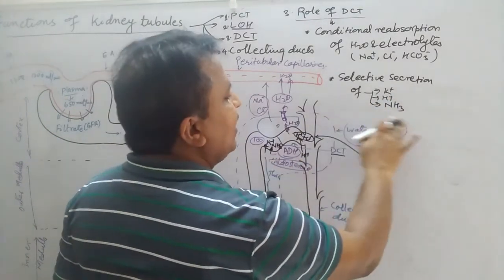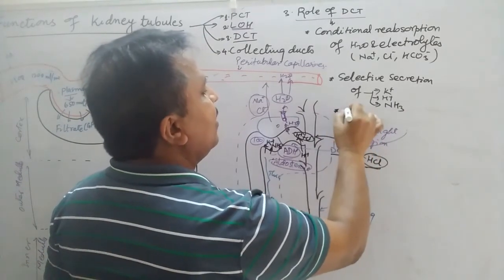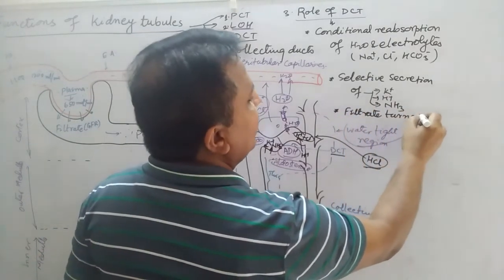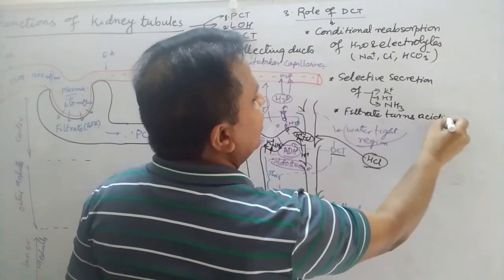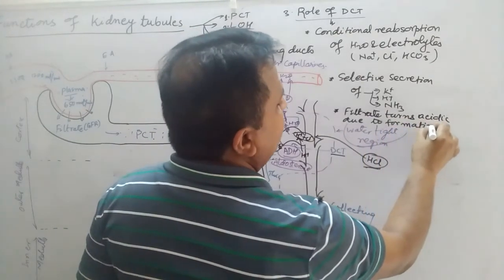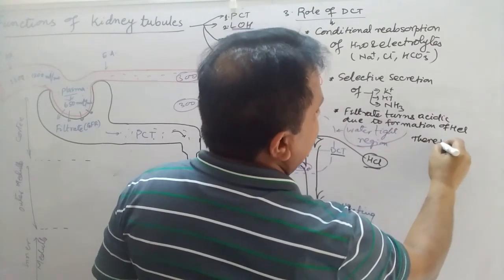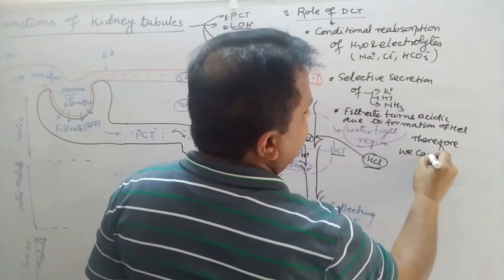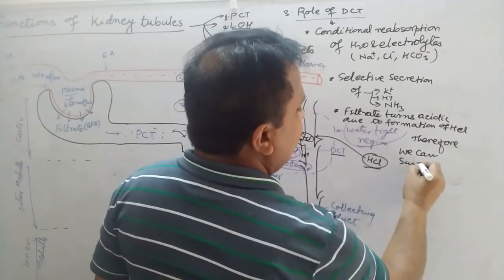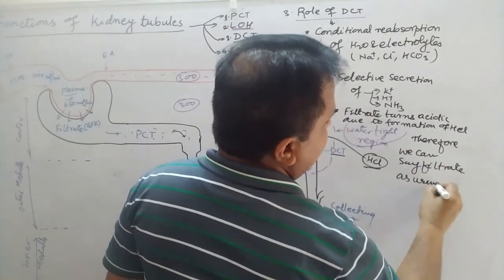Urine turns acidic in this segment. The urine filtrate turns acidic due to formation of HCl. Therefore we can say filtrate as urine in the DCT.